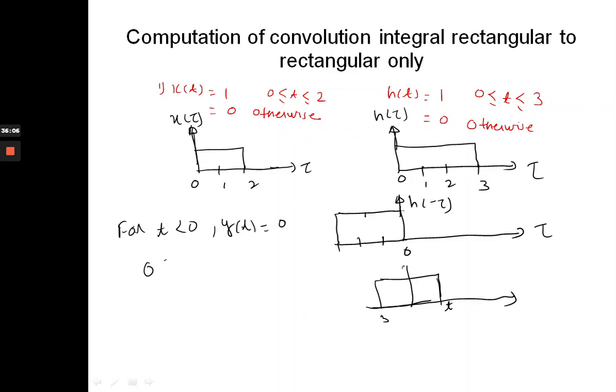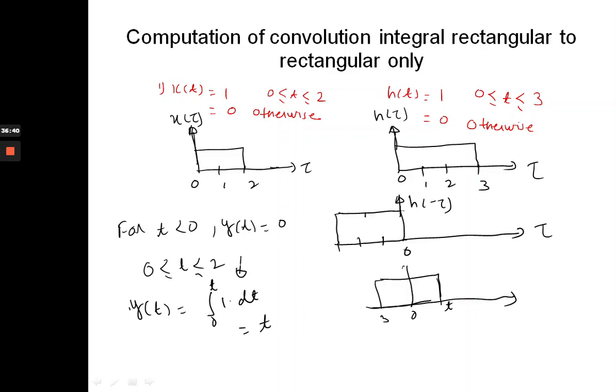Then between this interval 0 to 2, this is 2, which means we shift this up to 2, so this will start from 0 to t. Hence we write y of t equals integral from 0 to t of 1 d tau, and that equals t. This is for the second interval.